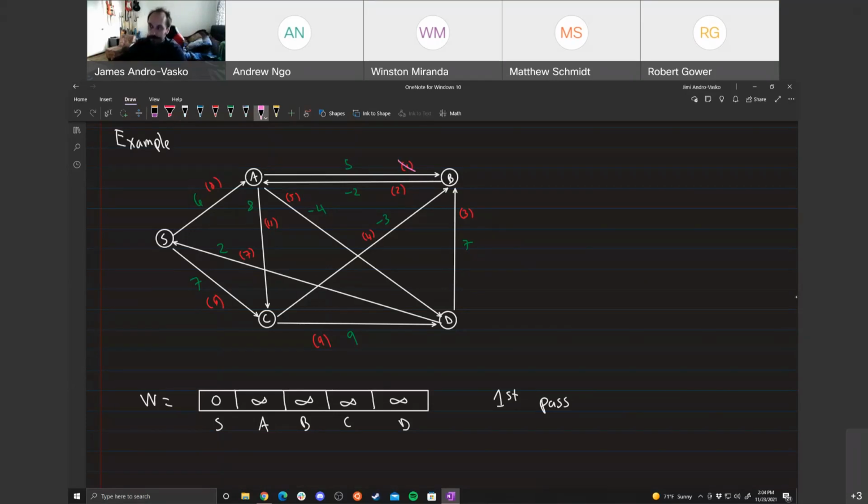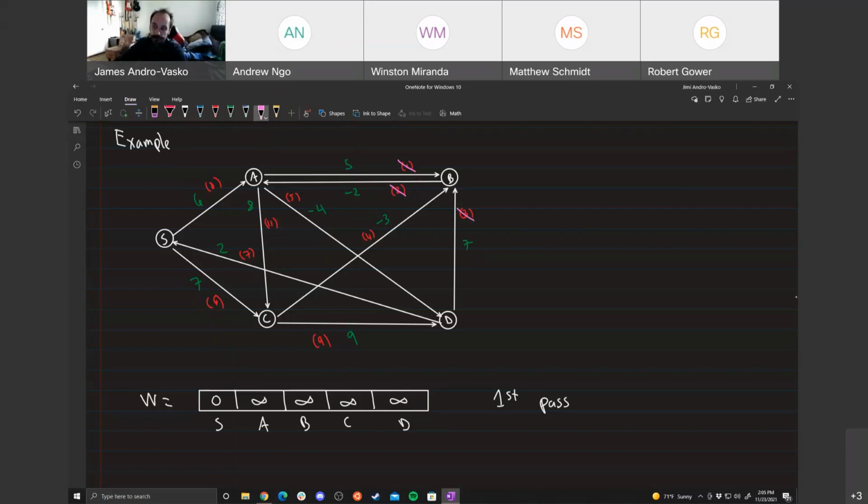Okay. Next edge will be B goes to A. B has the weight of infinity, minus 2 will be infinity. So A will not be updated. We can't relax A. Okay, fine. Next edge is going to be the third edge, D goes to B. D has the weight of infinity plus the weight to B, which is 7, so infinity. So B doesn't get relaxed.